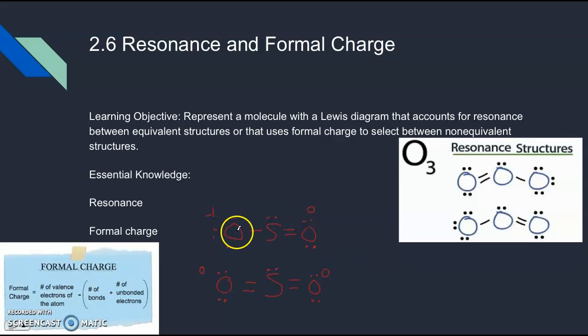Sulfur, it's in the same column as oxygen, so it also has 6 valence electrons. But in this case, this sulfur has 2, then 3, 4, 5 from the structure. So it would have a formal charge of +1. This sulfur would have 2 from the lone pair and then 1 from each bond, so it has a total of 6 in the structure. So this would have a formal charge of 0.